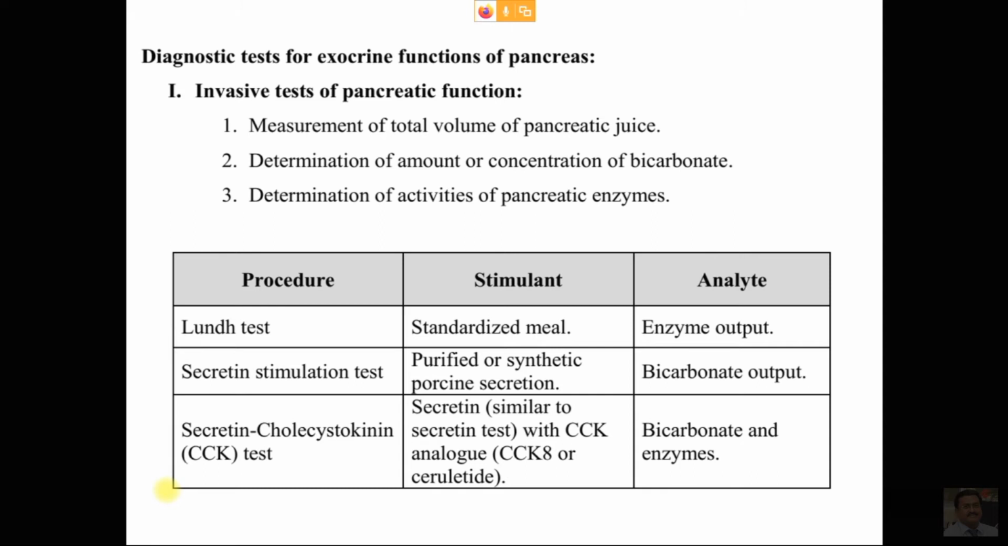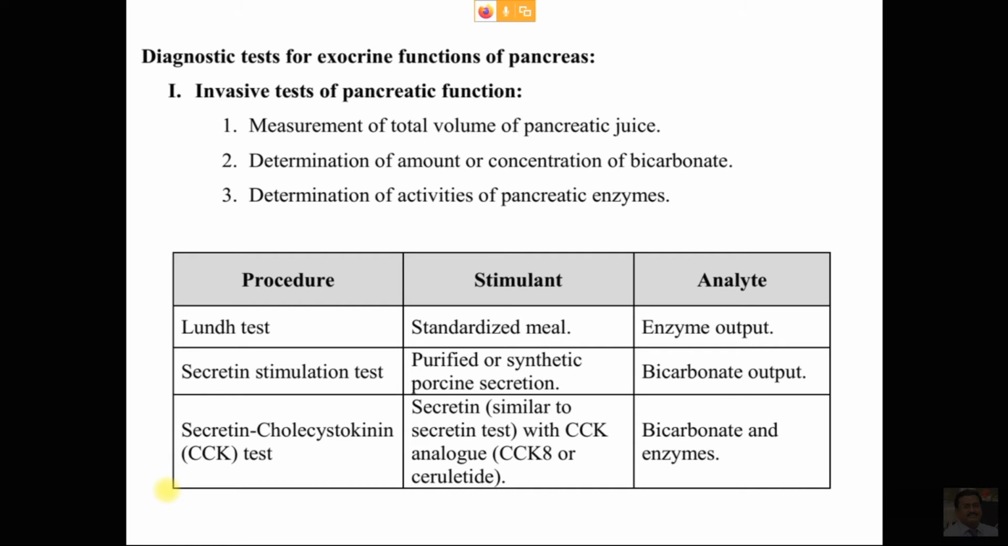Number 3 is the determination of activities of pancreatic enzymes. We can collect the pancreatic juice online, then take the sample and give it to the clinical biochemistry lab to check whether the pancreatic enzymes are in the active condition. If the enzyme is produced but the enzymes are not active, what is the use? Nothing. The person cannot digest the food. So the pancreatic enzymes have to be tested for their enzyme activity, maybe from the aspirations.